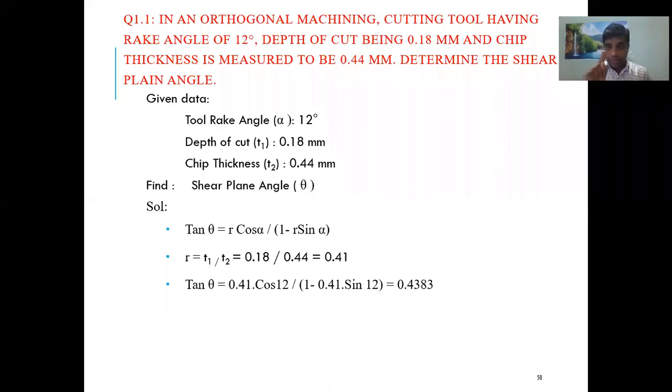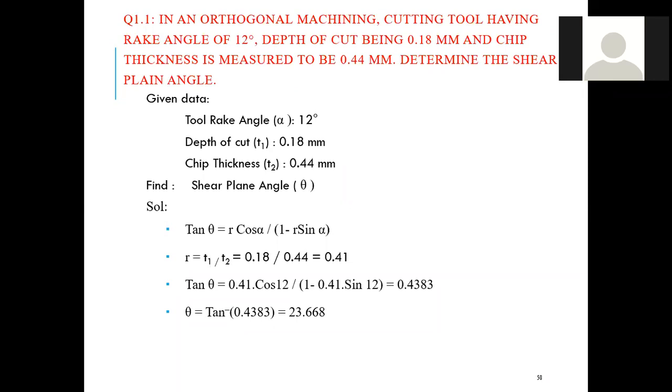Now the question is asking for the shear angle, so this is not the shear angle, this is only tan theta. Now the shear angle is theta, so theta equals tan inverse of whatever values we need to give. That is coming to about 23.668, maybe 23.667, or 23.669 or something. Yes sir, 67, 6-7 is coming. Okay, fine.